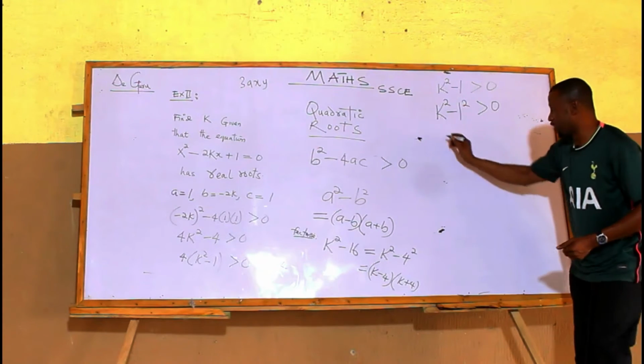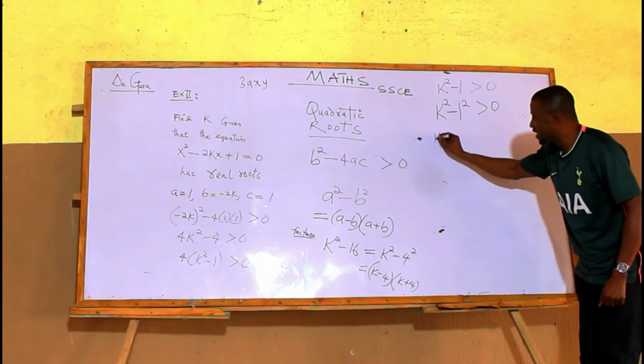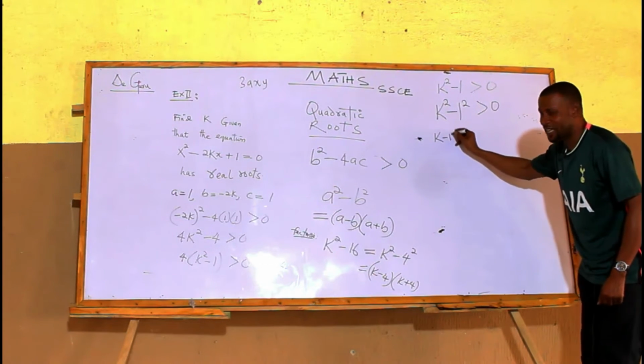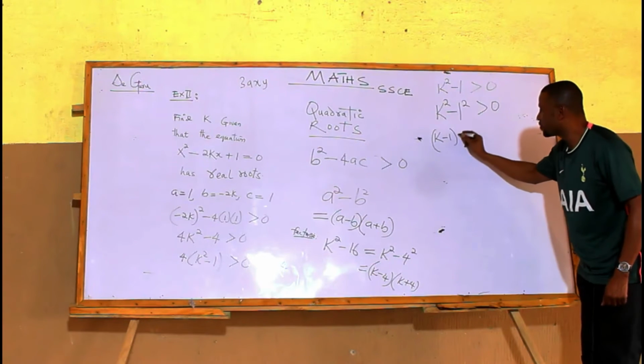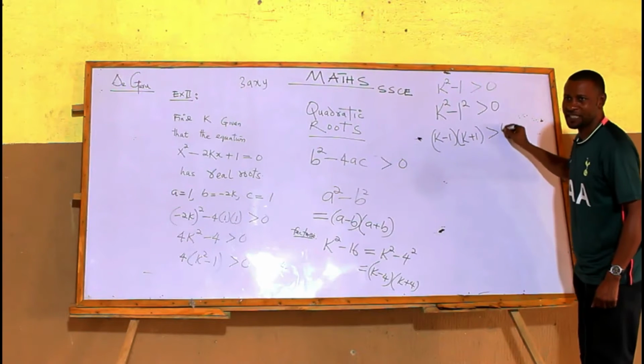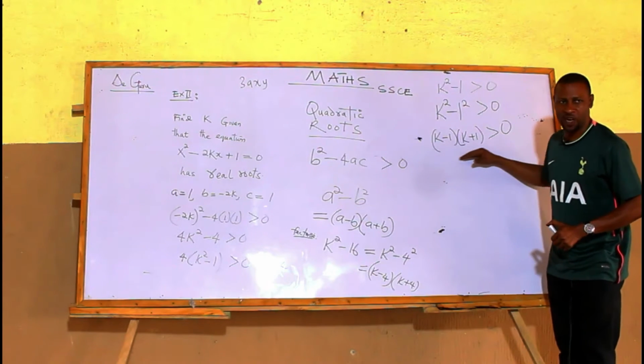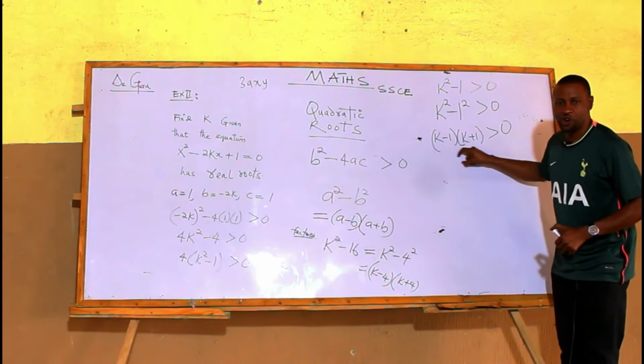Now I can apply the difference of 2 squares. What's the rule for difference of 2 squares? What did I write? k minus 1 times k plus 1. It must be greater than what? 0. Class, once you solve this math up to this point, this is where the conundrum lies.